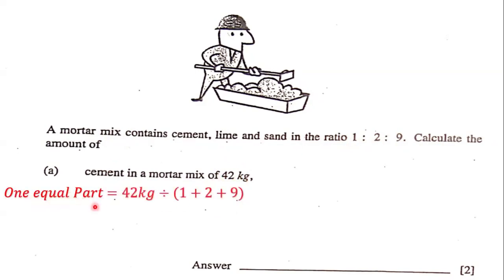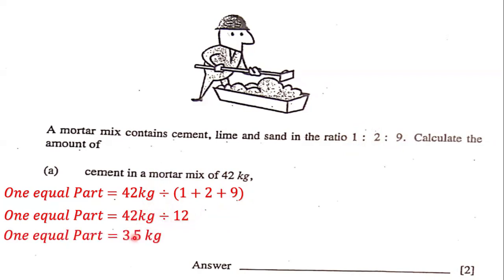Now, 1 equal part is going to be 42 kilograms divided by 1 plus 2 plus 9. Now, we have the sum, and the reason why we add them up is because that's going to be the sum of our equal parts. So 1 to 2 to 9, we add up those numbers. And we use 42 because 42 is given in the question. So 42 divided by 1 plus 2 plus 9. What is 1 plus 2 plus 9? That's going to give us 12. And so 42 kilograms divided by 12 is going to be 3.5 kilograms.